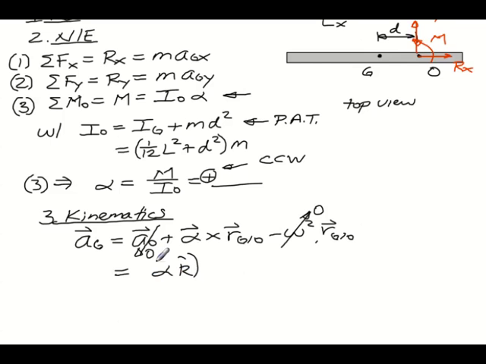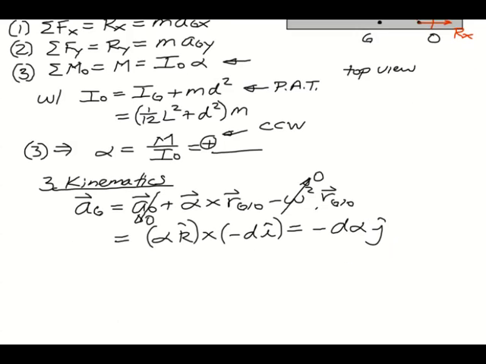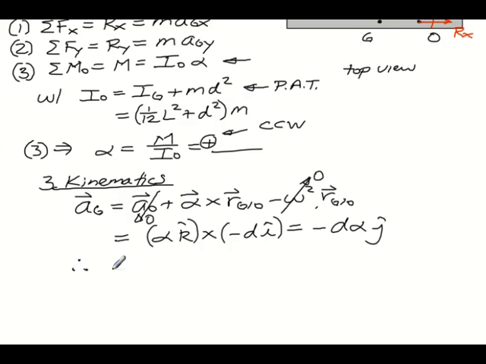So that's alpha k. The vector which goes from O to G is minus d i. We know k cross i is a positive j, so it gives us minus d alpha j. So the point being that, therefore, from this we see that aGx is 0 and aGy is equal to minus d times alpha.